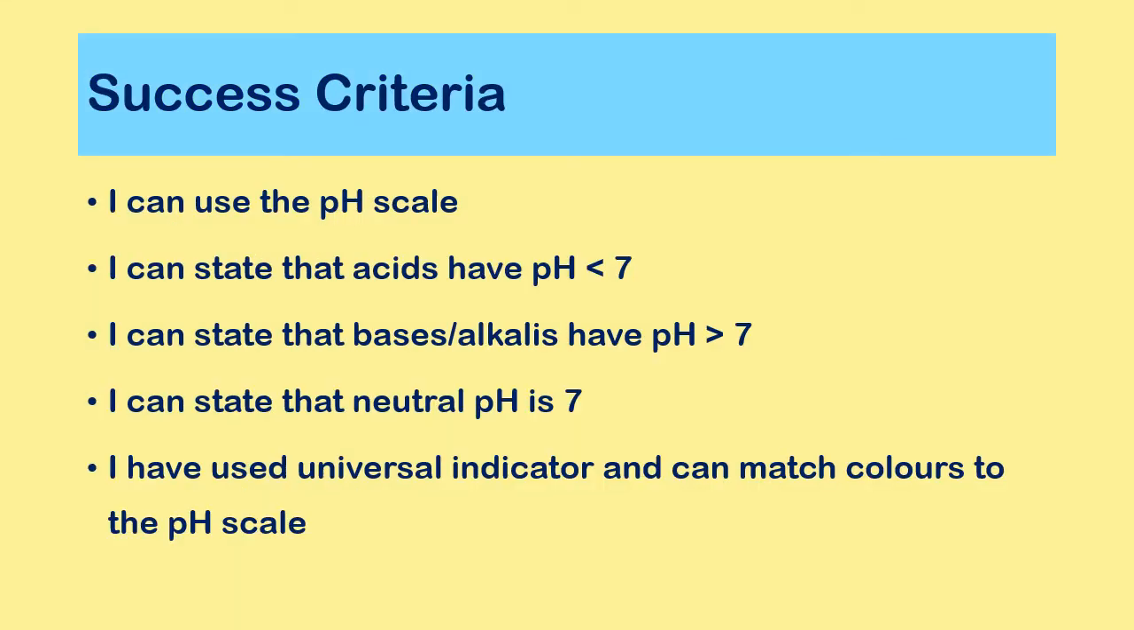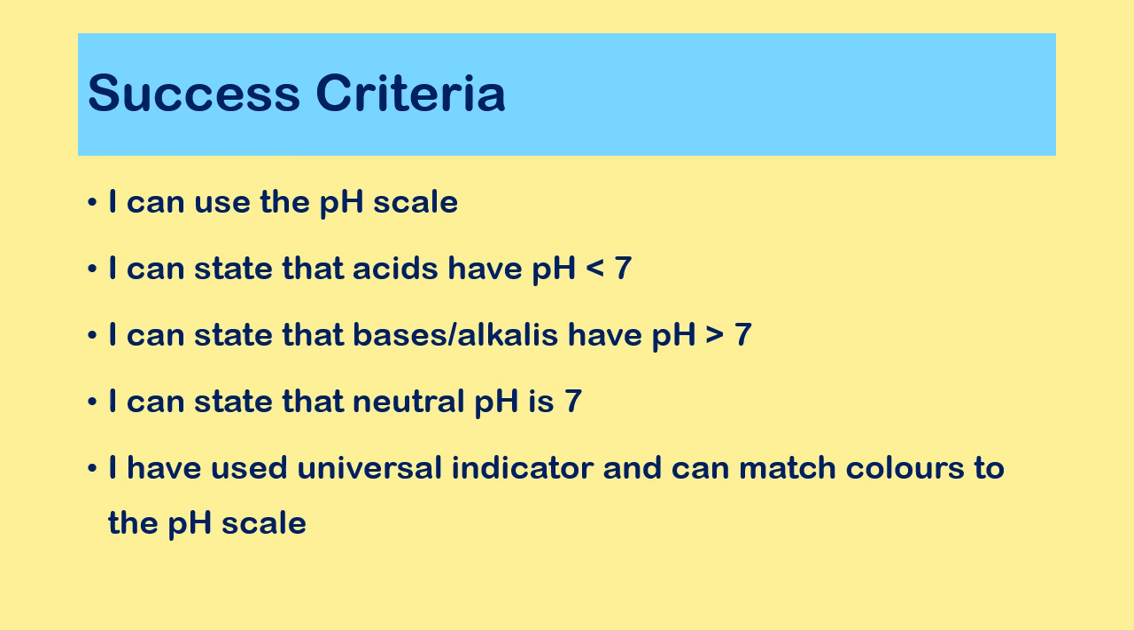So hopefully you can now use the pH scale. You can state that acids have a pH less than 7, that bases or alkalis have a pH greater than 7, and that to be neutral you need a pH of exactly 7. You also are aware that universal indicator is what changes colour to give us the different colours for the pH scale. Those colours are red, orange, yellow for acids, green for neutral, and dark green, blue, and purple for alkalis.